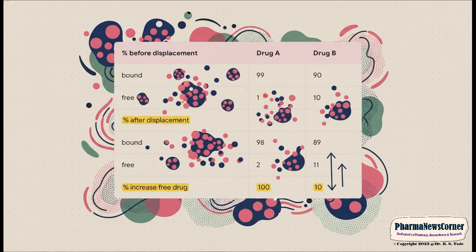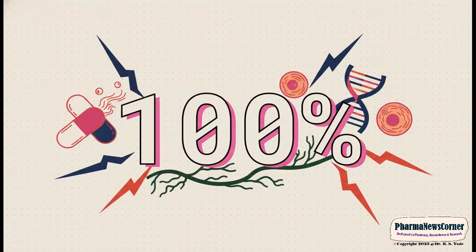But now look at drug A. This is the crucial part. It's 99% bound, leaving only a tiny 1% free to do the work. If we displace that same 1%, the free concentration goes from 1% to 2%. It doubles. That is a 100% increase, a doubling of the active drug in the system. You have effectively doubled the dose the patient is seeing without them ever taking another pill. And this is a classic, high-yield reason for dangerous drug interactions and toxicity.